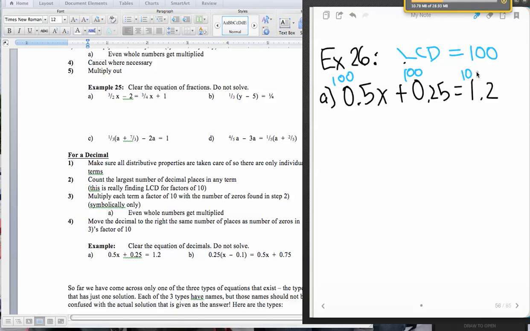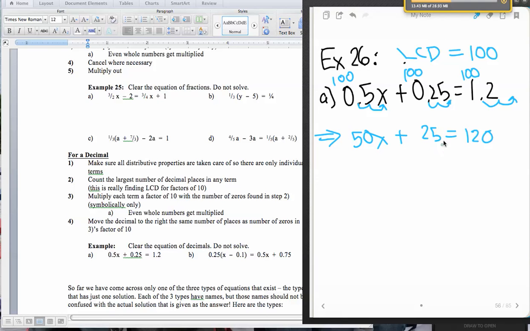And remember that when we multiply a decimal by factors of 100, it moves the decimal. The number of places is the number of zeros to the right. So this is going to move the decimal 2 places to the right. So this will be 50x plus, 2 places to the right, we have 25. And that's equal to, 2 places to the right, we have 120. Now that there are no decimals, we'll proceed on with our addition property.